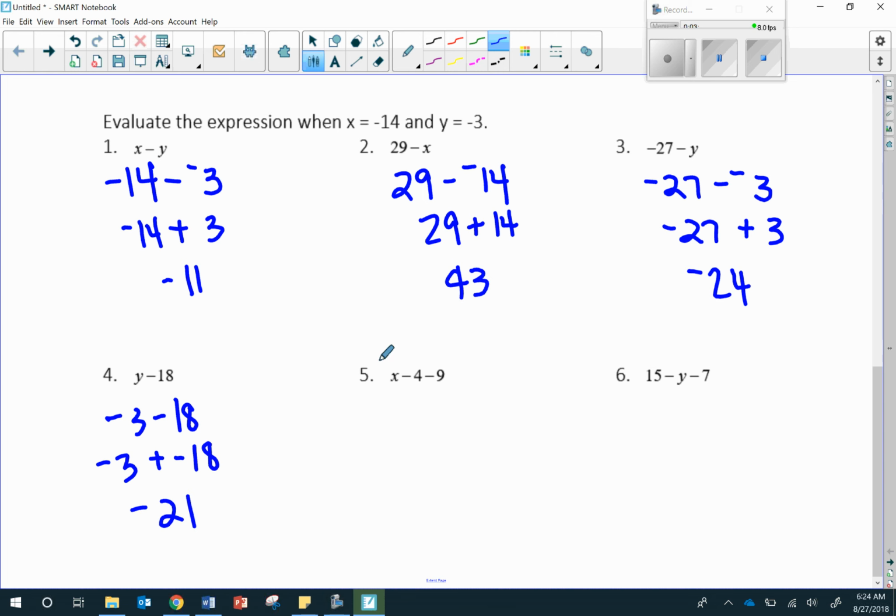This one has 3 digits, so I suggest that we go step by step. So we will have negative 14 minus 4 minus 9. This is negative 14 plus a negative 4 plus a negative 9, which is in fact negative 27.